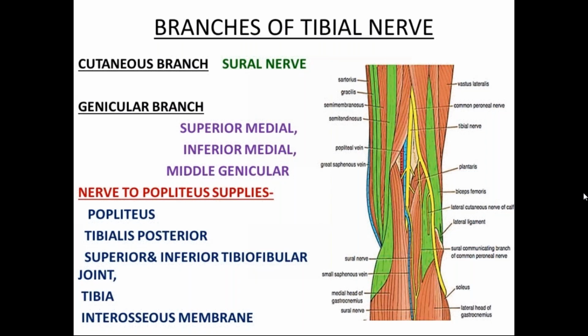Now, if we sum up the branches of tibial nerve, we have the three genicular or articular branches, that is the superior medial, inferior medial, and the middle genicular branch. The cutaneous branch, also known as the sural nerve, and the muscular branches, which are given to the hamstring, popliteus, plantaris, medial and lateral head of gastrocnemius, and soleus. The nerve to popliteus again supplies the popliteus, tibialis posterior, superior and inferior tibiofibular joint, tibia and interosseous membrane.